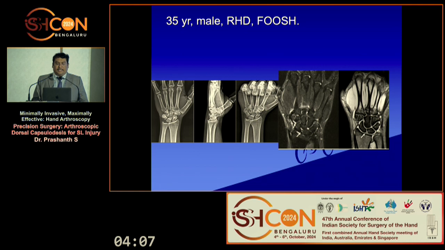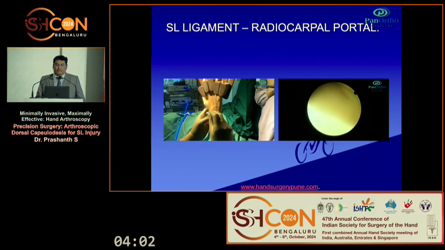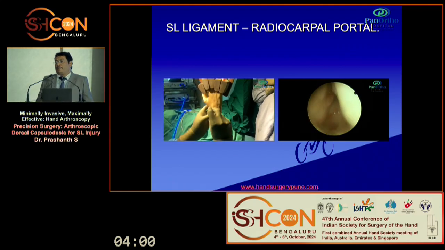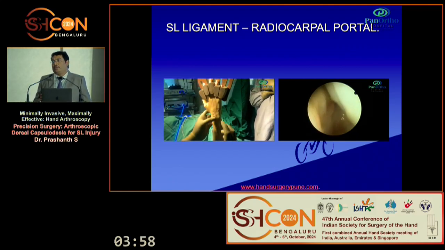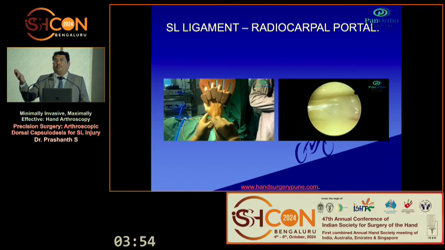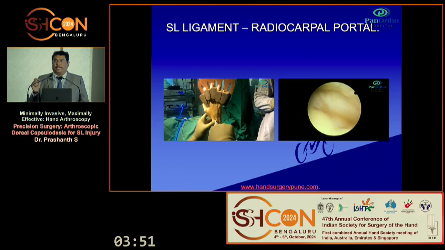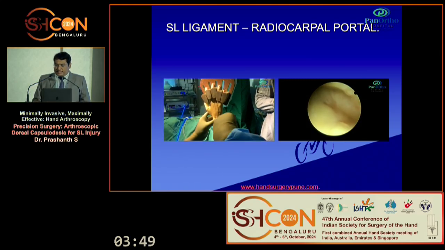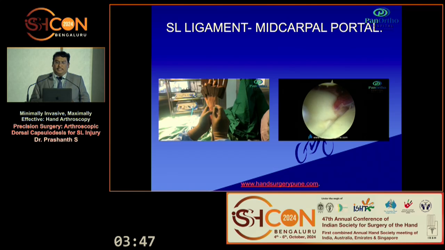So this is another case where there is a dissociation of the scapholunate ligament. This is 3 or 4 months old. So we are making a radiocarpal portal. First do a radiocarpal portal, do a very good synovectomy and debridement. And then go to the midcarpal portal, again do a good synovectomy. At the same time, assess the scapholunate instability, whether it is there or not.